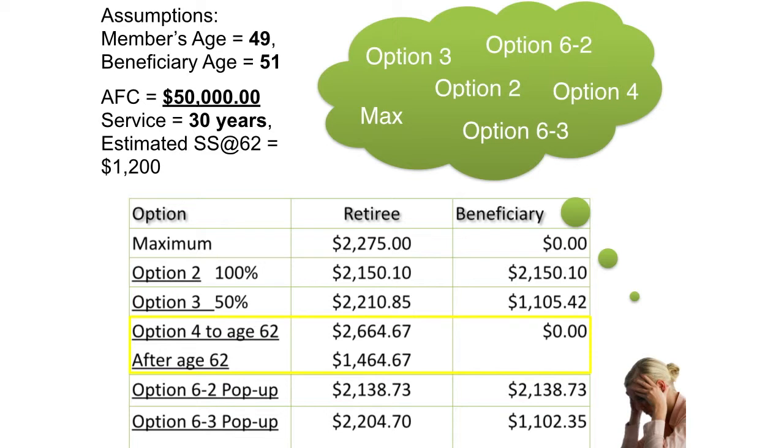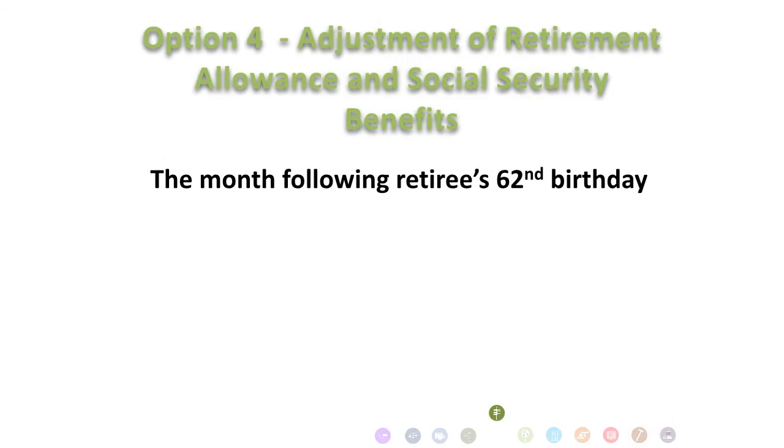The month after their 62nd birthday, we're going to pay them $1,464.67, a difference of exactly $1,200. Now, this is a modified maximum benefit, so should the member die, this benefit stops. Option 4 is for the member's lifetime only.